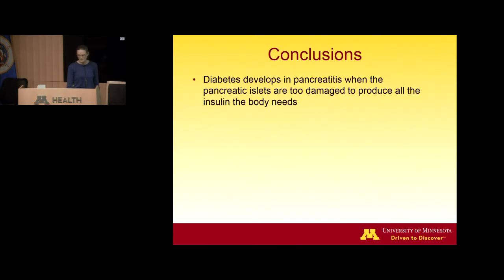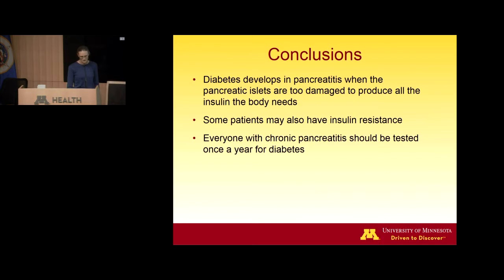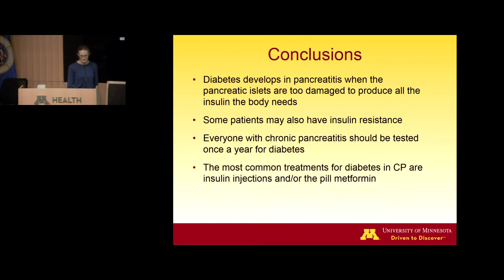So in conclusion, diabetes develops in pancreatitis largely when the pancreatic islets are too damaged to produce all the insulin that our body needs, and some patients may also just not respond as well to that insulin or have insulin resistance. We should make sure everyone with chronic pancreatitis is being screened for diabetes and tested once a year because we know that this is a very frequent complication.